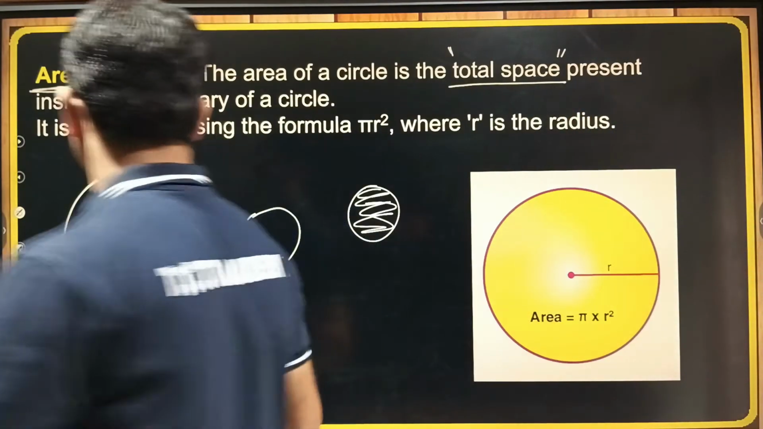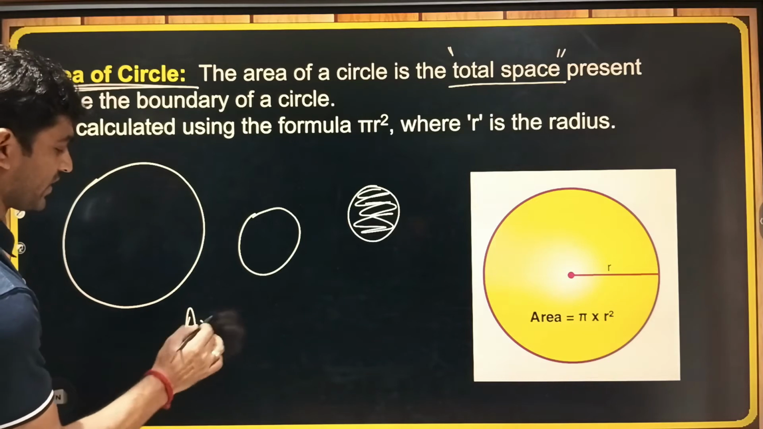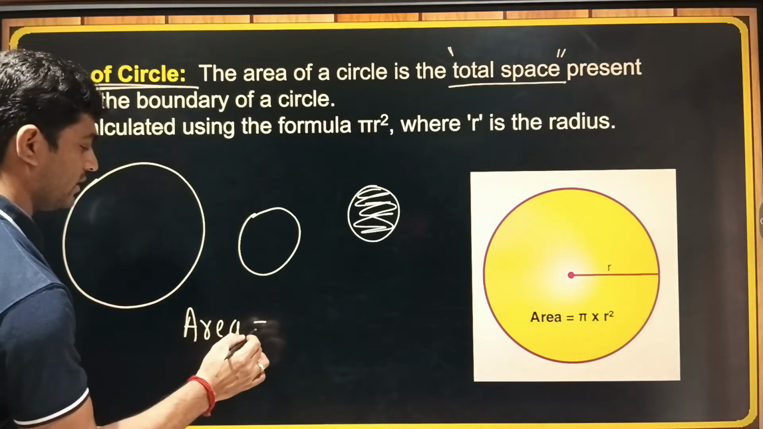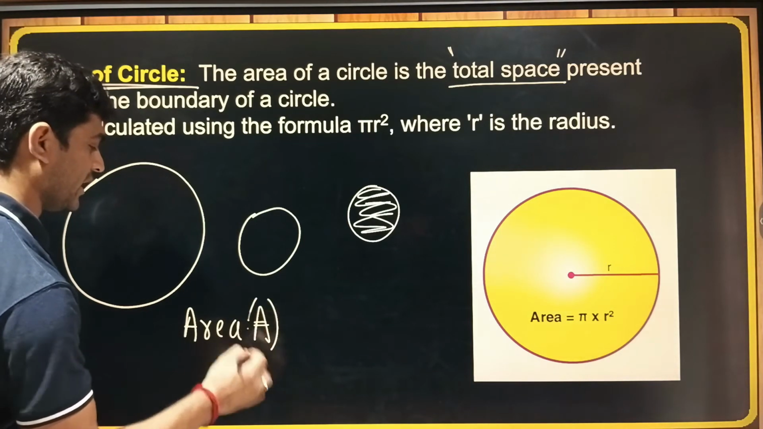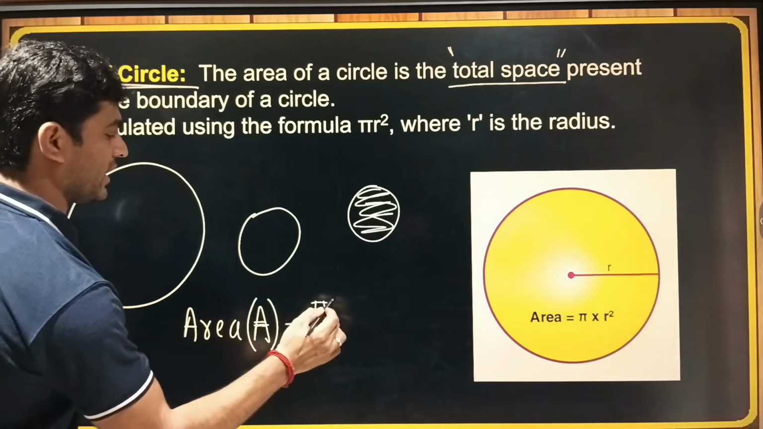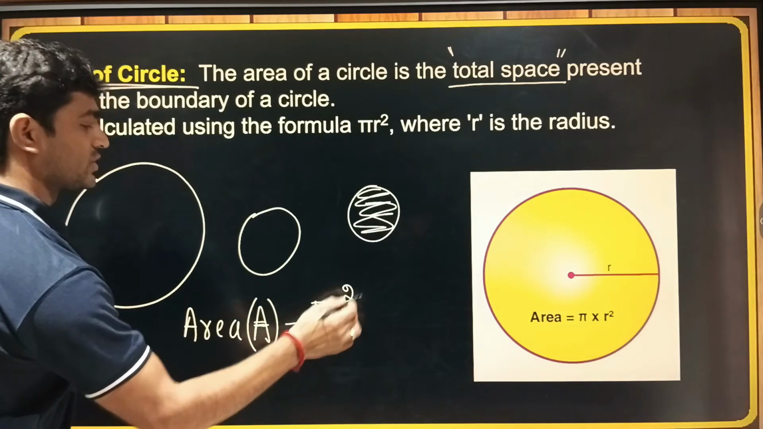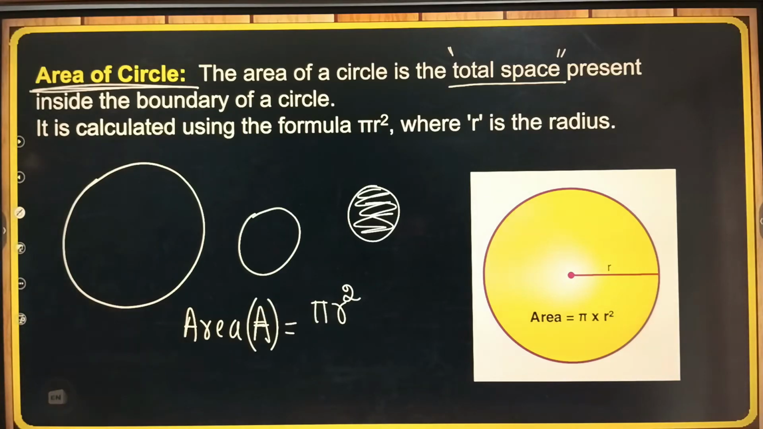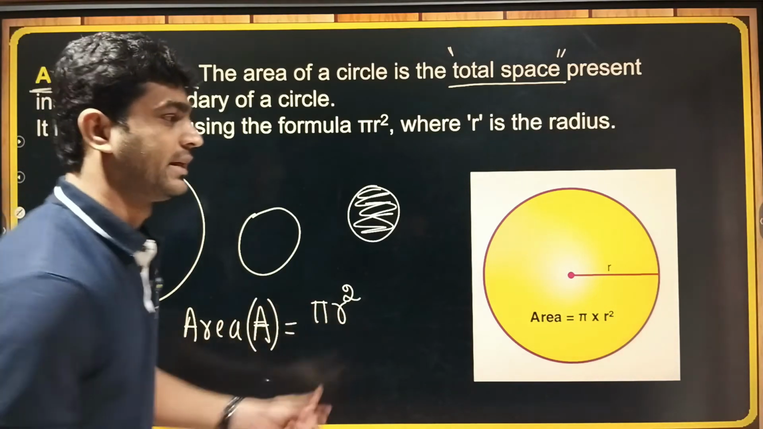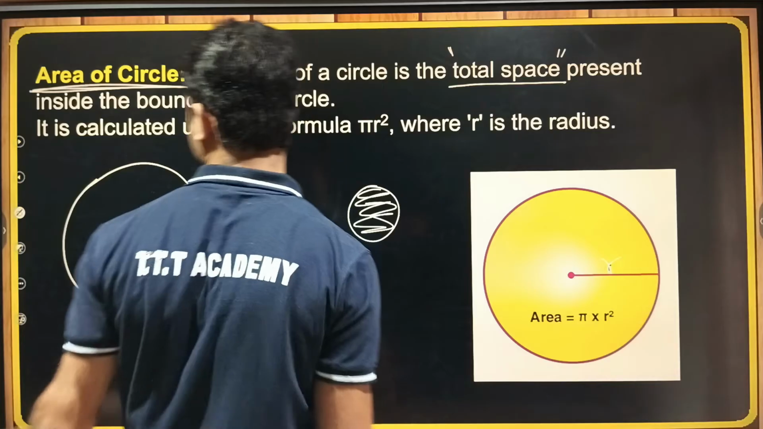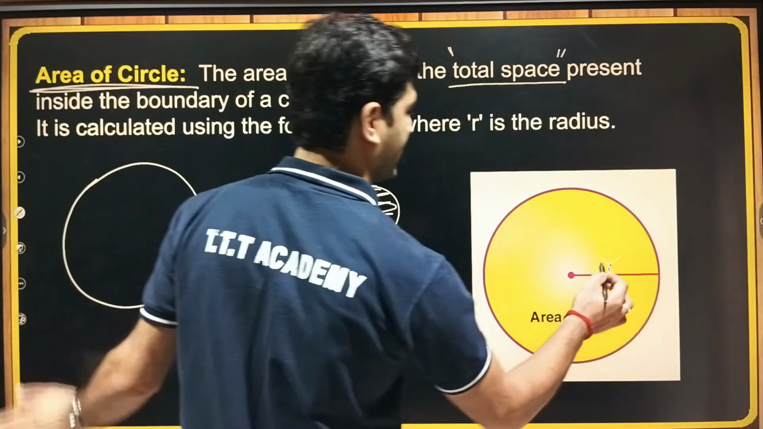Okay, area of a circle, let's take area A. Area A is equal to pi r square. Pi r square. R is a radius. You can observe here, from here to here is a radius. Let's take where r is a radius.